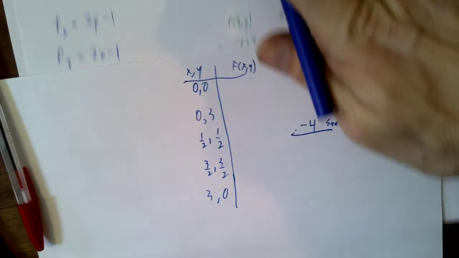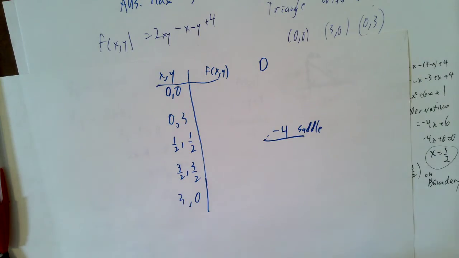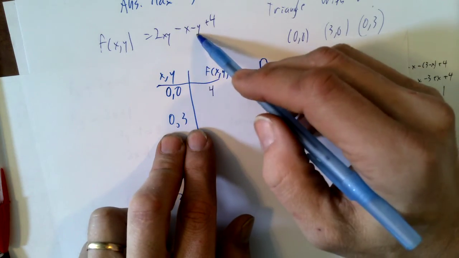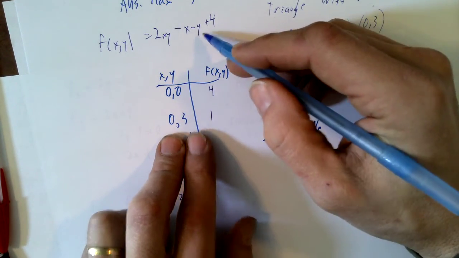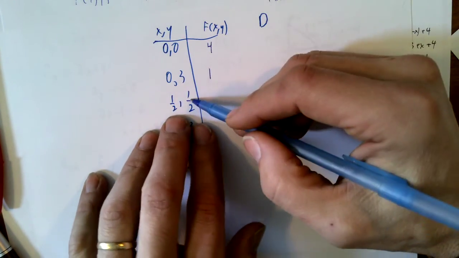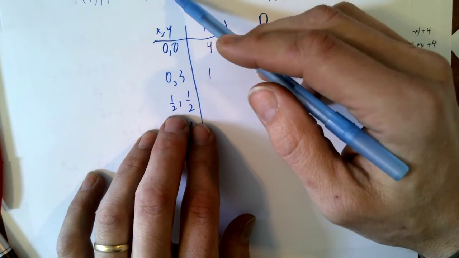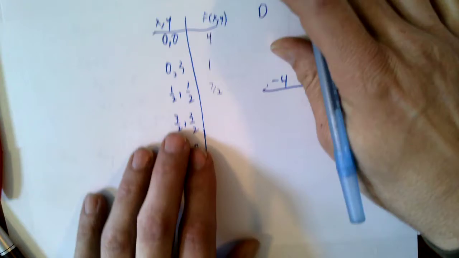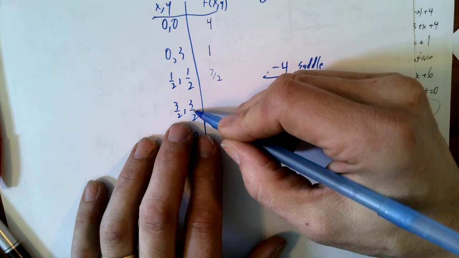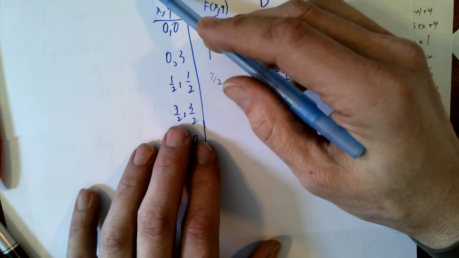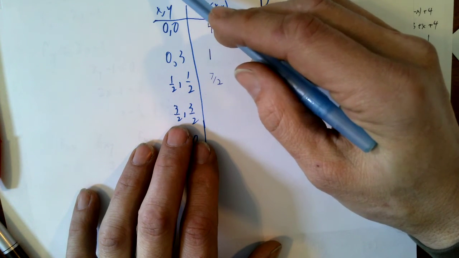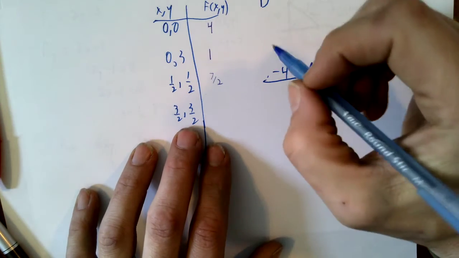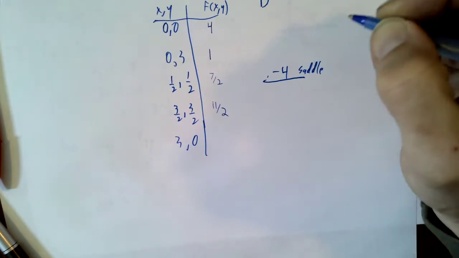Plug the actual things into my function, and I get 4. If x is 0 and y is 3, get positive 1. I'm doing this quickly, but I think I'm doing it right. If I put in a half and a half, I get half minus a half minus a half plus 4. I think that was 7 over 2. This point that I thought maybe was my vertex max out there, let's see what happens there. That's 9 over 2, minus 3/2 minus 3/2, 3 over 2 plus, I think I got 11 over 2 there.